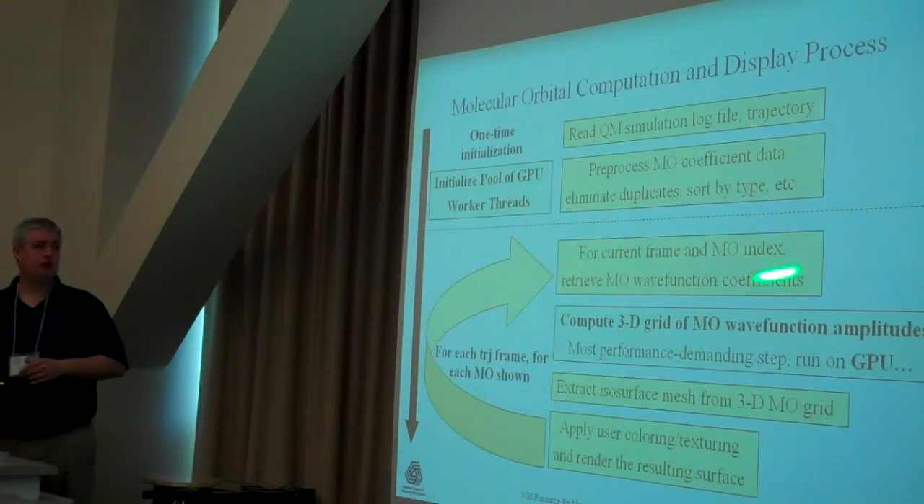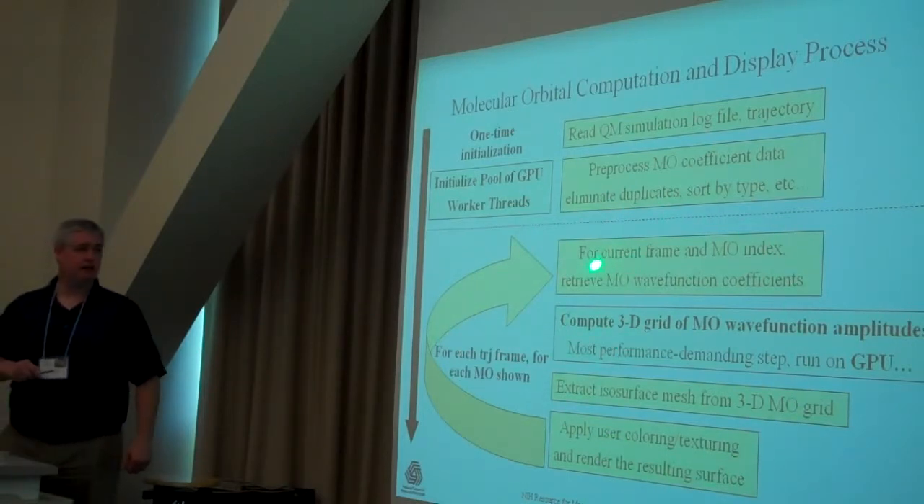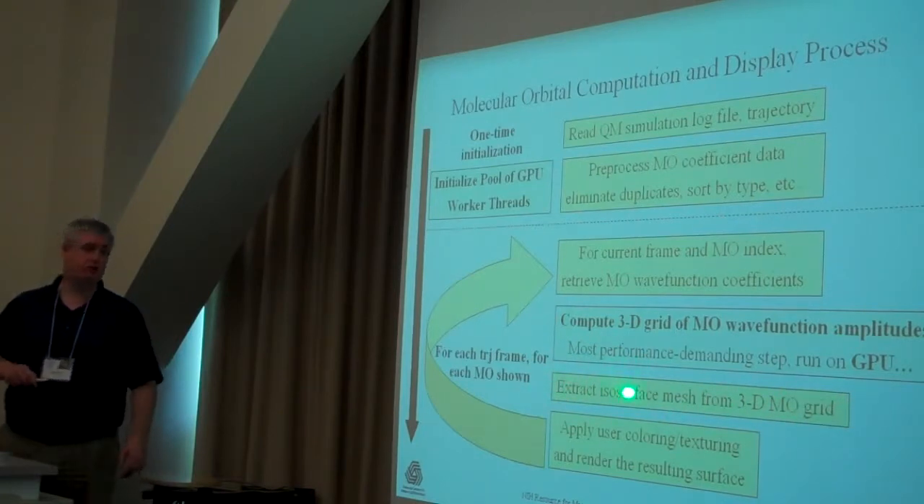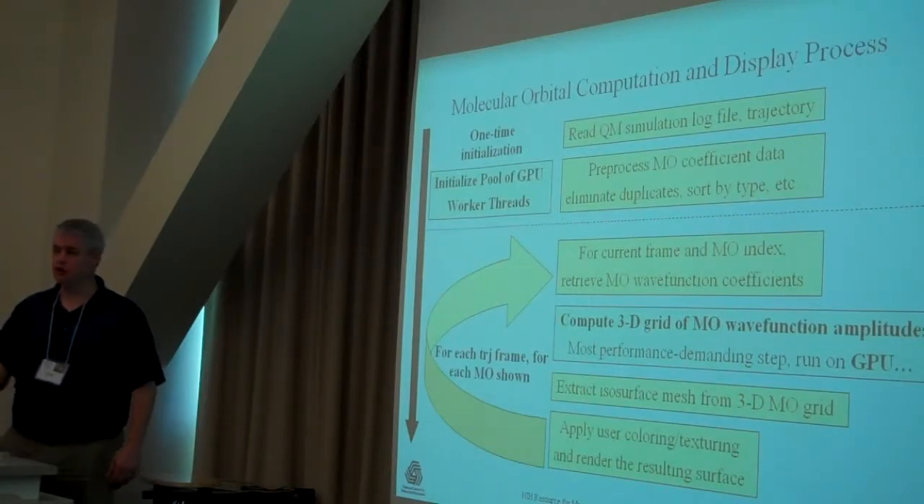Every time they change one of those parameters or they change the time step in the simulation that they want to see, we have to recompute this molecular orbital grid. And so we retrieve for every time step the particular molecular orbital wave function coefficient array, and we then recompute this grid. Once we've recomputed the grid, we extract an isosurface mesh, which is a bunch of triangles, and then we draw it with OpenGL on the screen, and then we repeat this over and over and over.